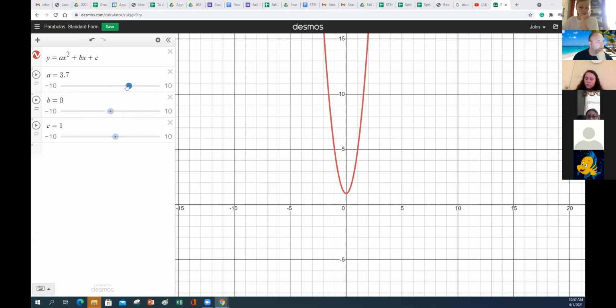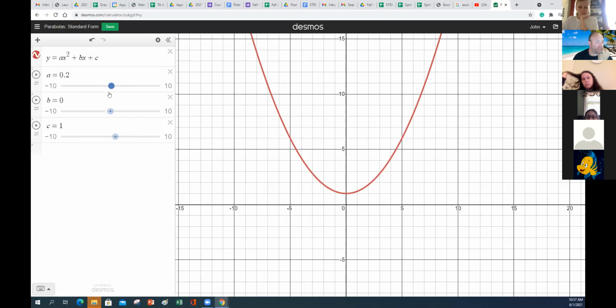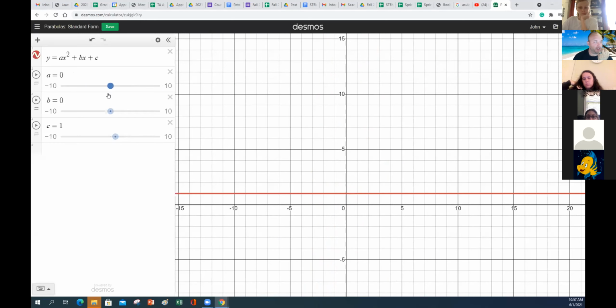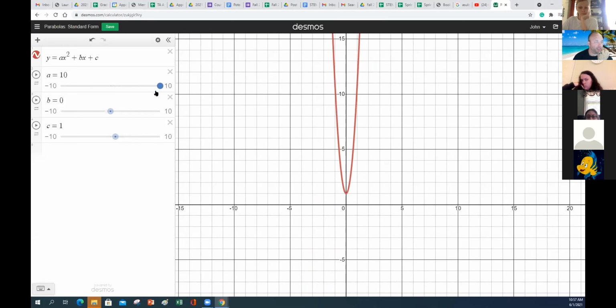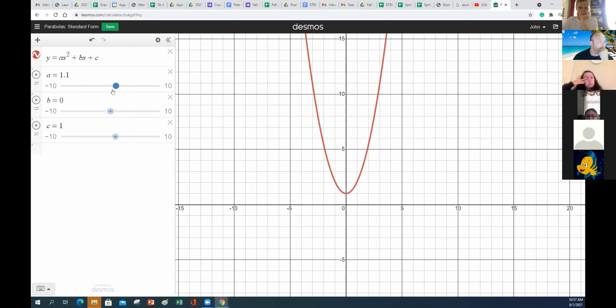So take a look. As I get further away, positively, it gets skinnier but concave up. Further away from 0, but negative, concave down. Now, 0 is that tipping point where it goes from concave up to concave down. But look what happens when I get closer to 0. It gets wider, wider, wider. Like my curve is flattening out the closer it gets to 0. And there's a reason behind that.